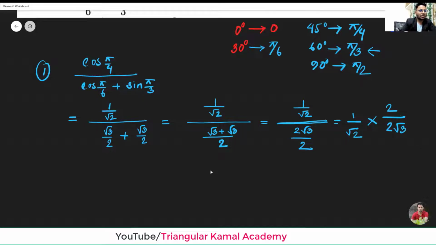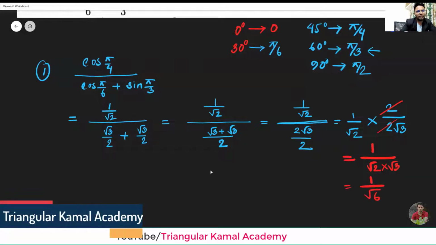So now we can divide 2 by 2, and then the answer is numerator is 1, denominator is root over 2 multiply root over 3. So here we can write 1 by root over 6, and this is the answer: 1 by root over 6.